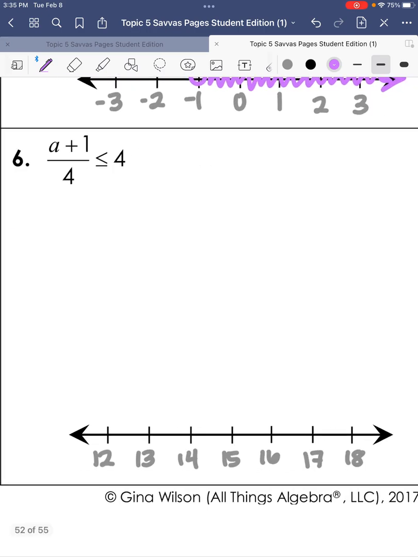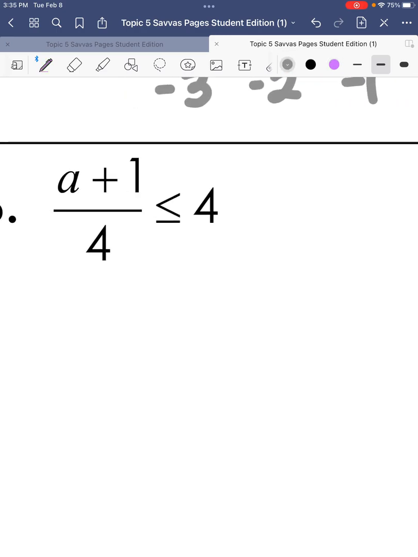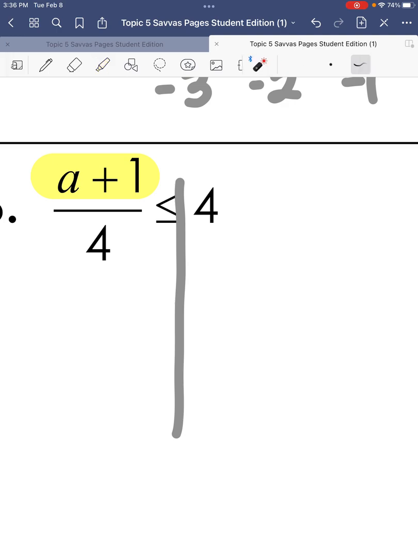Okay, number 6. A plus 1, all divided by 4, is less than or equal to 4. So I'm going to draw my line down my inequality sign. Now, I have to think about what I have on the top as a group. It's connected, and that whole thing is being divided by 4. So, is the 1 or the 4 farther away from the A? If you said the 4, you're correct.